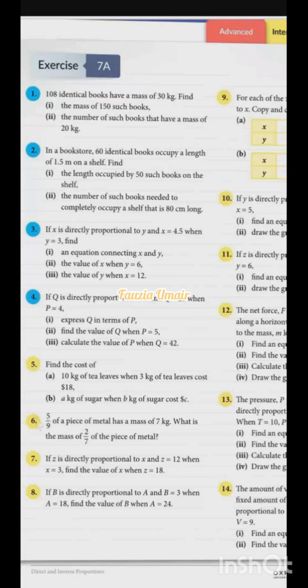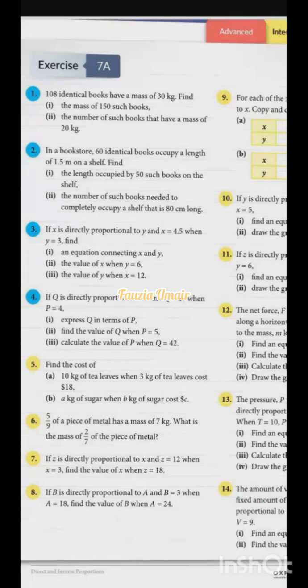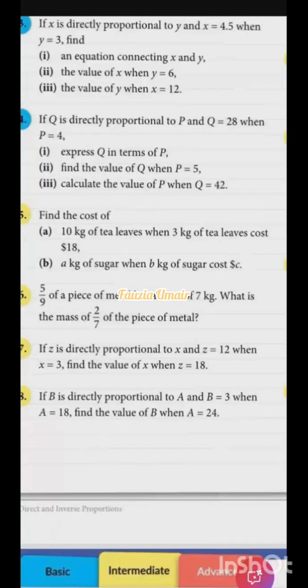The sixth question is: 5 by 9 of a piece of metal has a mass of 7 kg. First of all, we need to see what are the two things compared. 5 by 9 is the piece of metal, so this is the length of that metal, right? And it is compared with the mass. So the two quantities that are compared are mass and the length, right? We're talking about question number 6. I hope you can see on your screen.